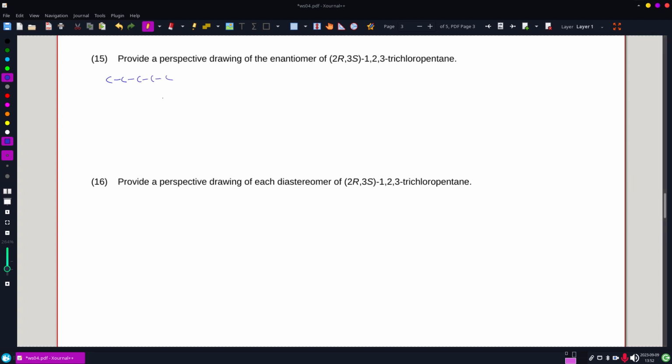condensed structure. 1, 2, 3. Chlorine, chlorine, chlorine. These are going to be my asymmetrical centers. And what I'm going to draw is actually the 2R,3S, and then I'll turn it into an enantiomer.